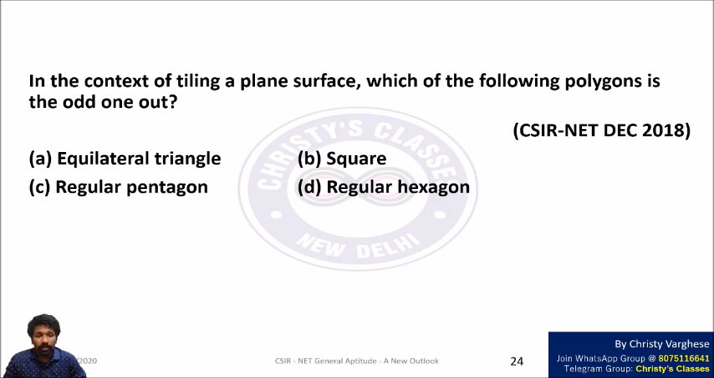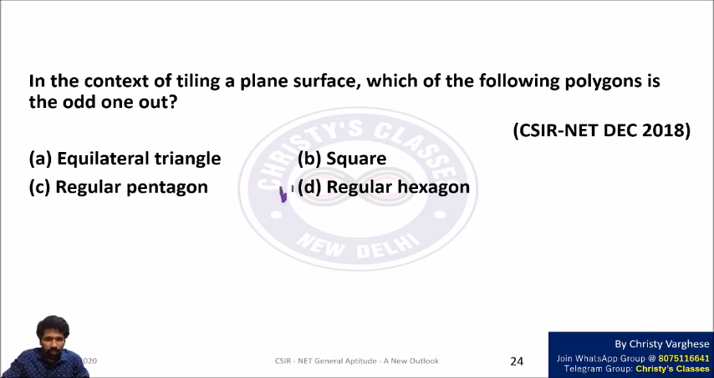If you are very thorough, or if you have observed tiling in different places, that itself can give you the idea which of the options is the odd one out. Because in the context of tiling a plane surface, the question is which of the following four shapes you cannot use for tiling properly. Tiling properly means you have to tile without any gap, or without breaking the tile. For which of the options that is not possible, that is what we are trying to find.